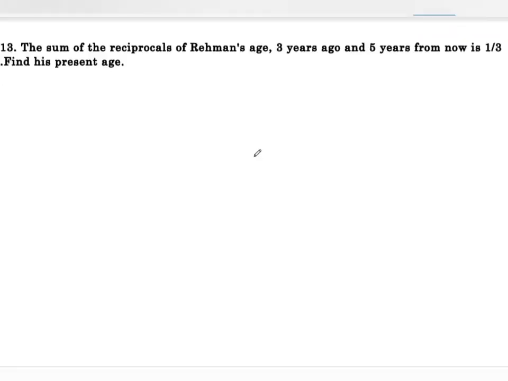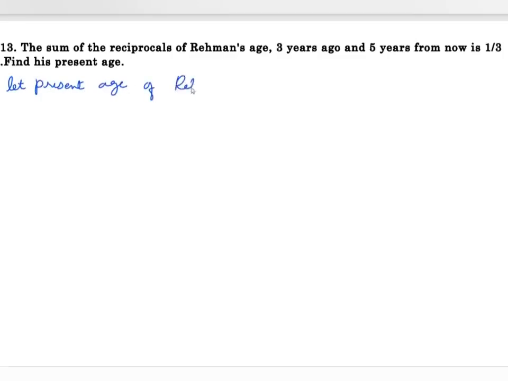Moving to the next question, a very important 4-mark question. The sum of the reciprocals of Raymond's age 3 years ago and 5 years from now is 1/3. Find his present age. Students, when you are solving an age-related problem, let us assume the present age of Raymond is x.